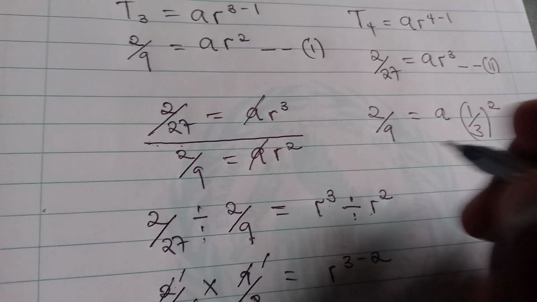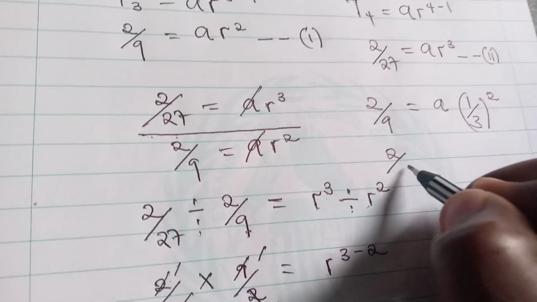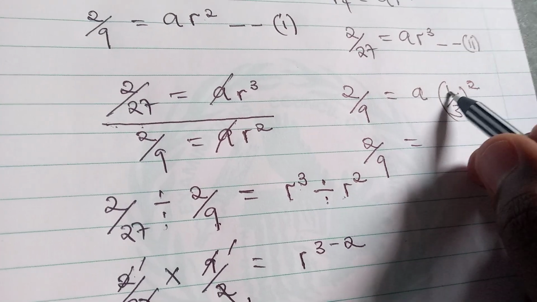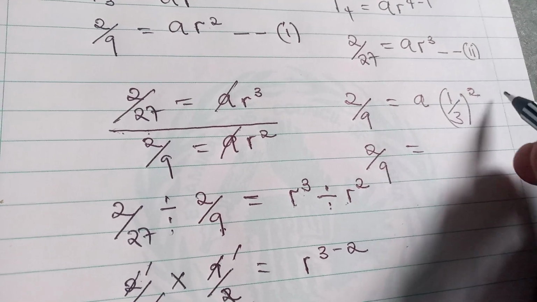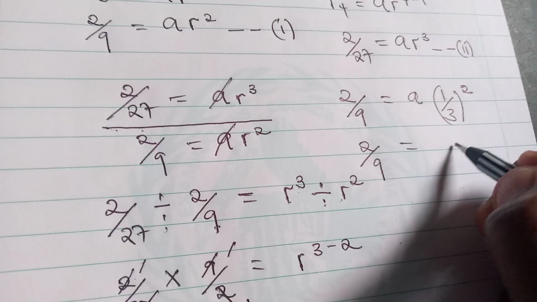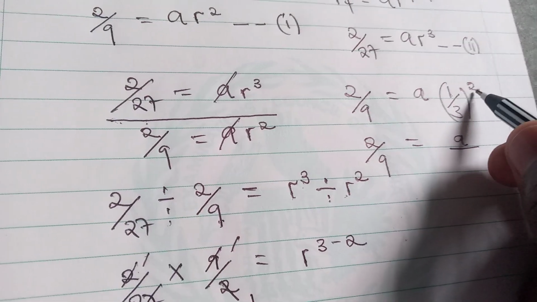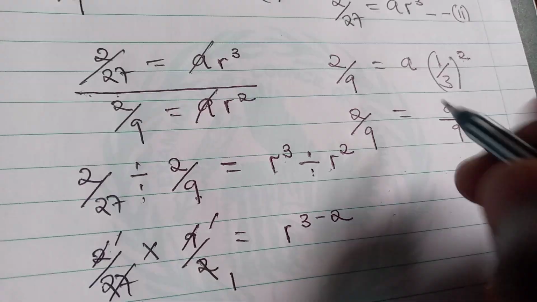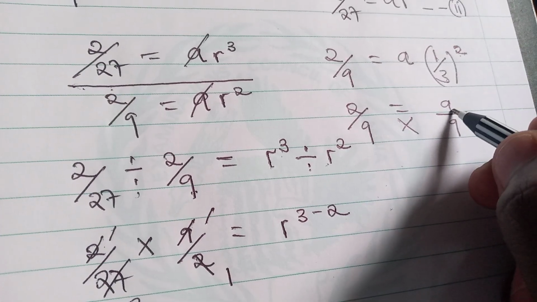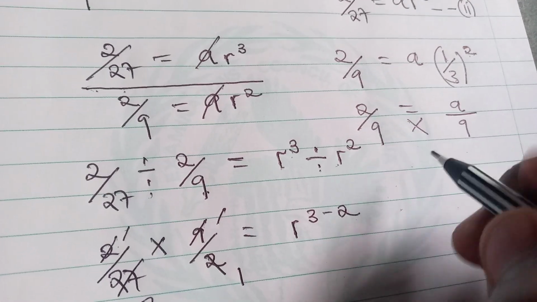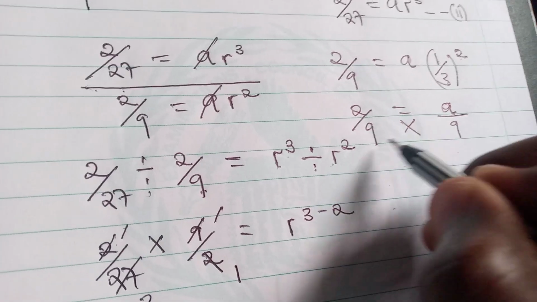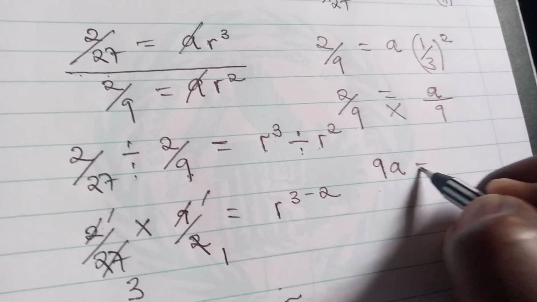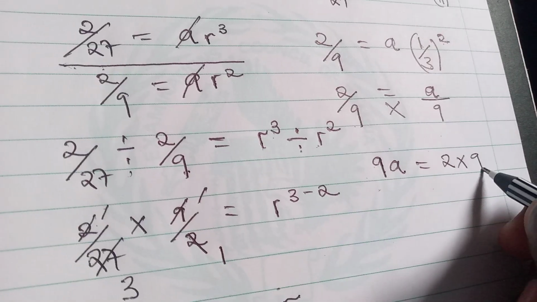So from there, you're going to rewrite 2 over 9 is equal to a times 1 to the power 2, which is 1, so a times 1 is a, over 3 to the power 2, that is 9, and then you cross multiply. So this is 9 times a, so 9a is equal to 2 times 9.